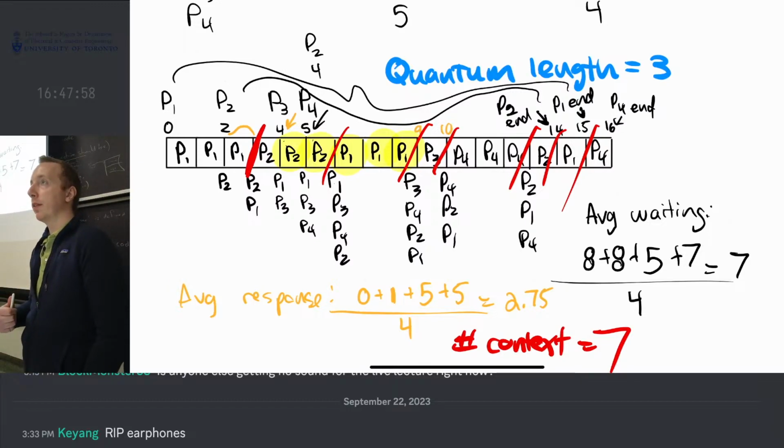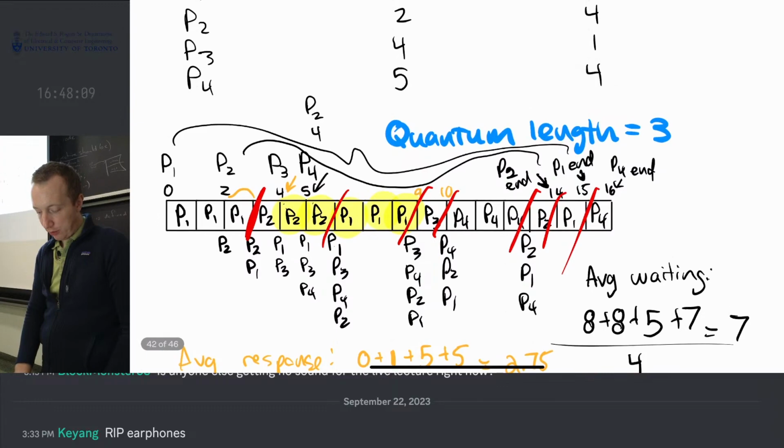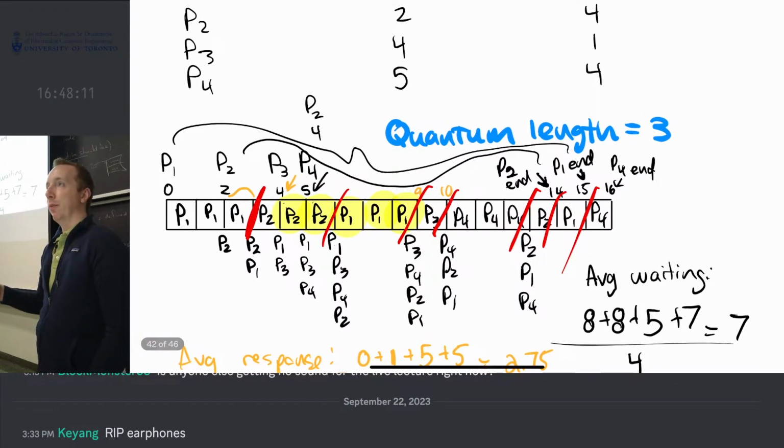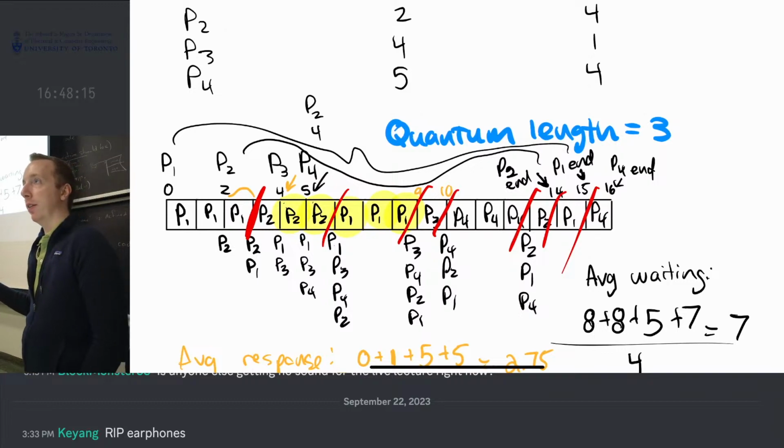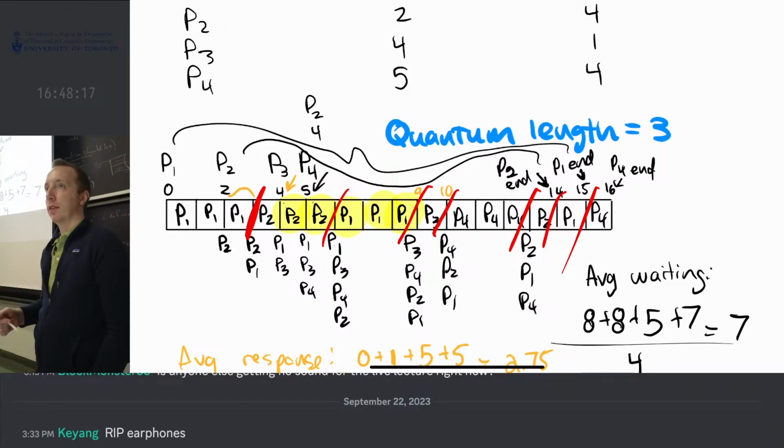So every time the quantum is passed, it switches process, right? It doesn't have to. In the case where P2 didn't arrive by time 4, we would have gone back-to-back with process 1, and that wouldn't have been a context switch. So a context switch is only when we're switching between processes, not when the scheduler runs.